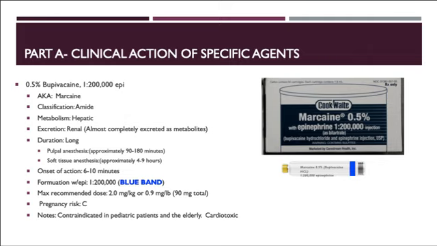And as I said, the formulation is about 1 to 200,000 epinephrine. So this is a blue-banded local anesthetic. Maximum recommended dose is 2 milligrams per kilogram or 0.9 milligrams per pound with an absolute maximum of 90 milligrams. Pregnancy risk category C.